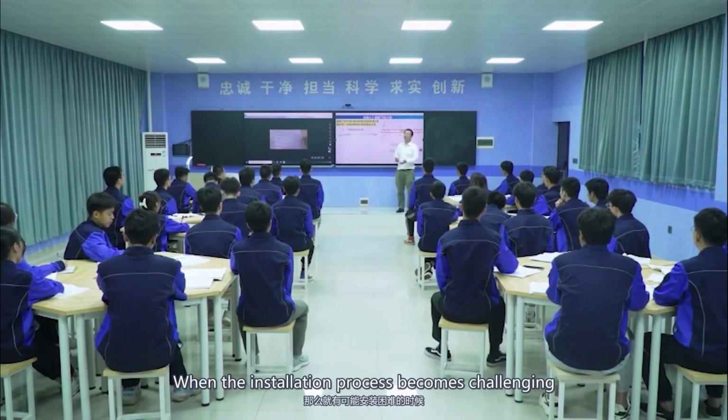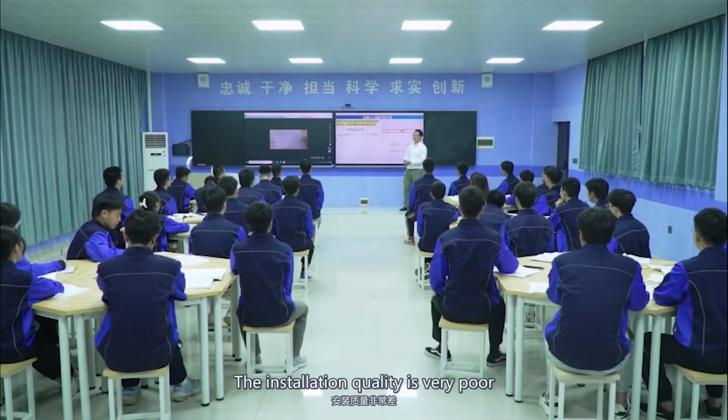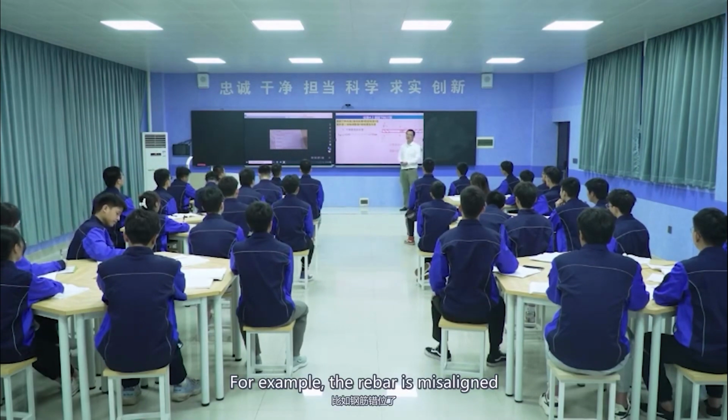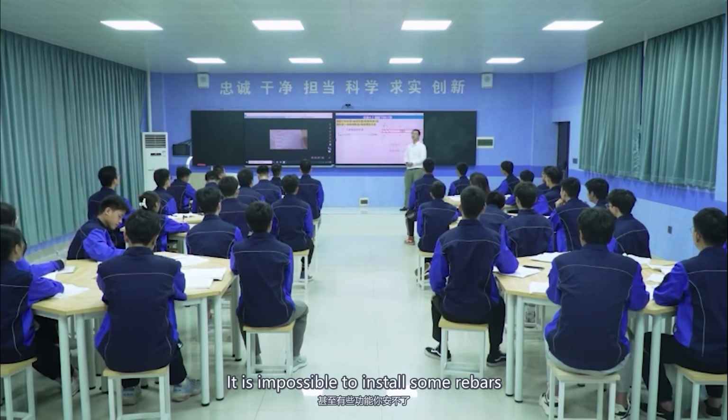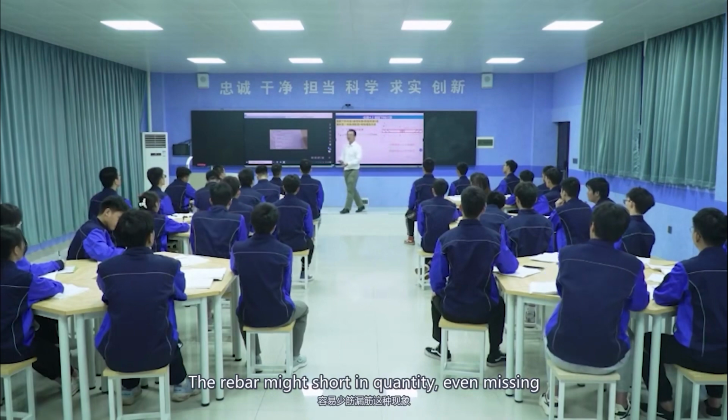When the installation process becomes challenging, this will cause what problems? The installation quality is very poor. For example, the rebar is misaligned. It is impossible to install some rebars, so the workers might leave it uninstalled. The rebar might be short in quantity, even missing.